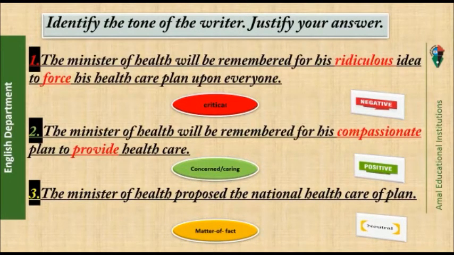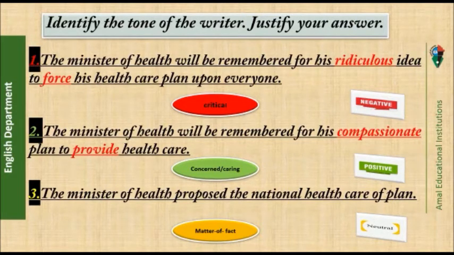In number 1, the words "ridiculous" and "force" are added to give a very negative tone of voice. It's clear that the writer is against the plan, finding fault in it, so the tone is simply critical.